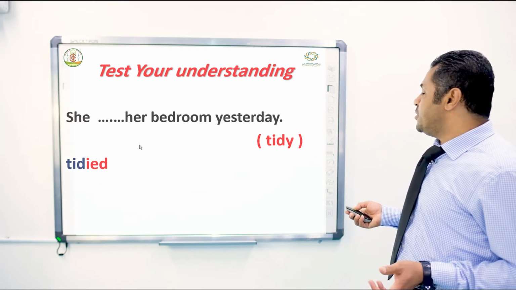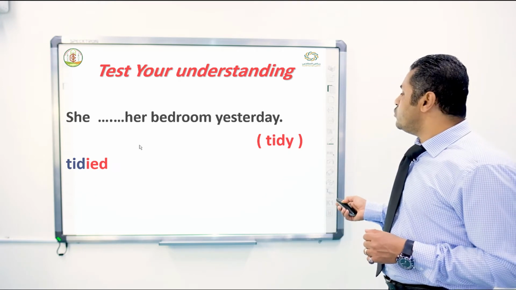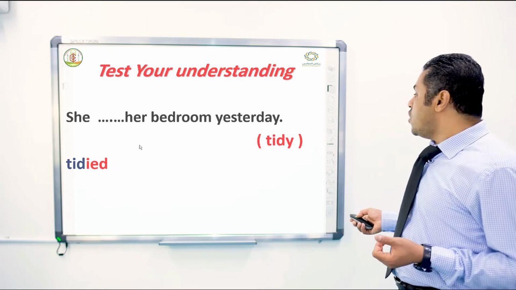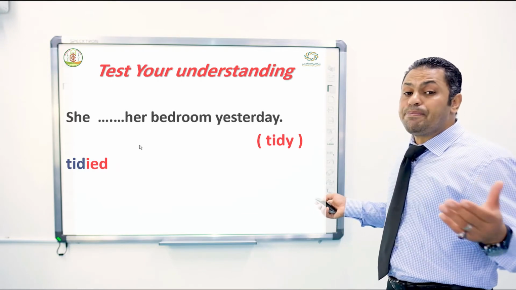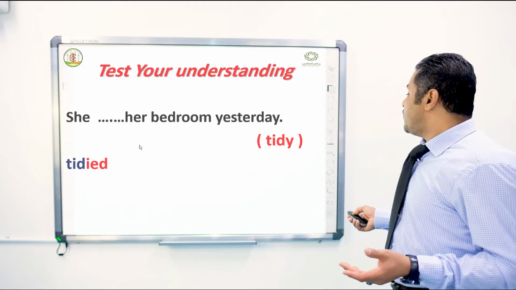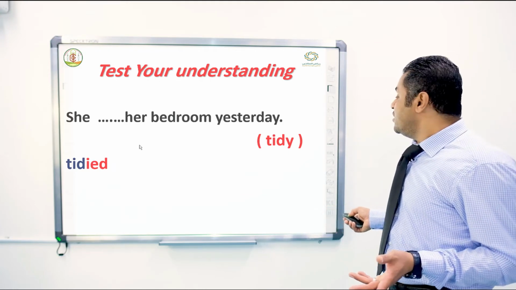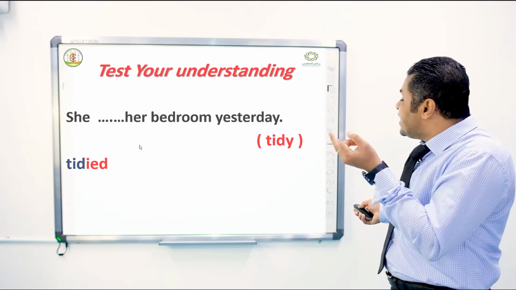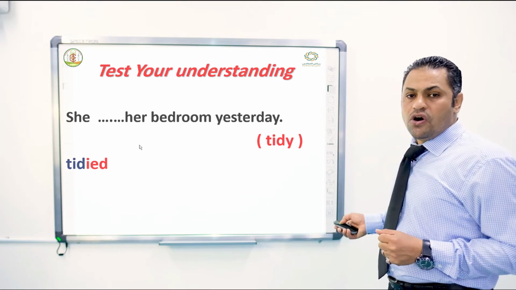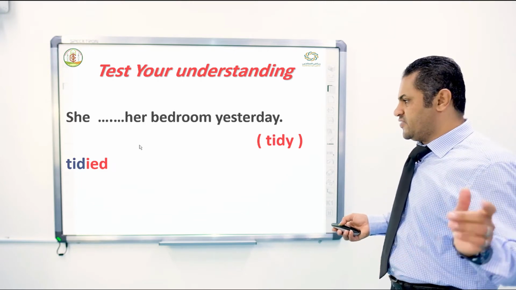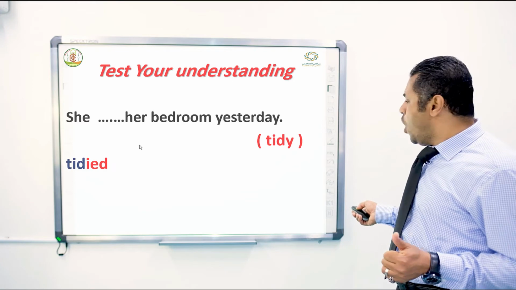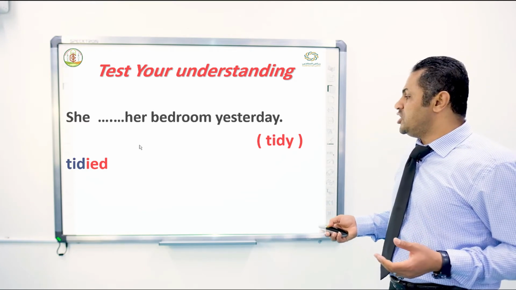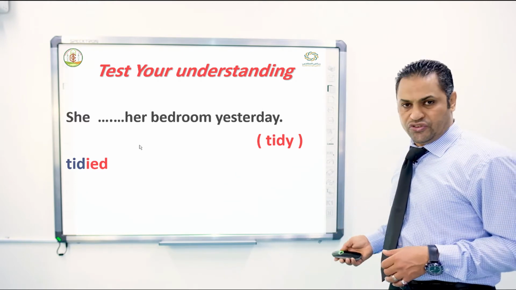She tidied her bedroom yesterday. We have the keyword yesterday, which expresses that something happened and ended in the past. So we are talking about the simple past tense. The verb is tidy. Tidy is a regular verb, but it ends with Y preceded by a consonant. So what are we going to do? Yes, that's right: omit the letter Y and add IED. The sentence will be: she tidied her bedroom yesterday.